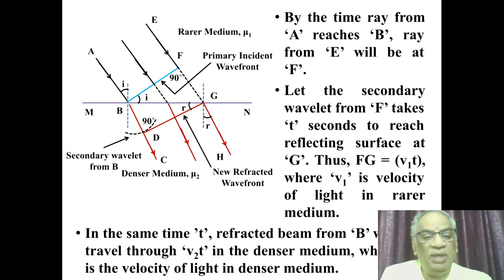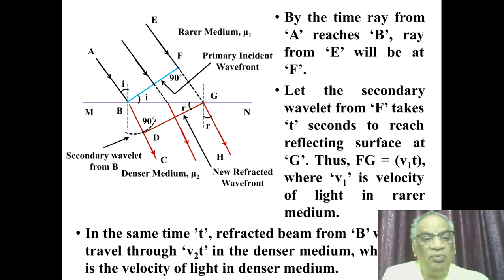In the same time t, the refracted beam from point B will also travel through v2t distance in the denser medium, where v2 is the velocity of light in the denser medium. So in the rarer medium, it traveled through v1t, that is FG distance, whereas in the denser medium, the ray BC is equal to v2t in the same time interval t.